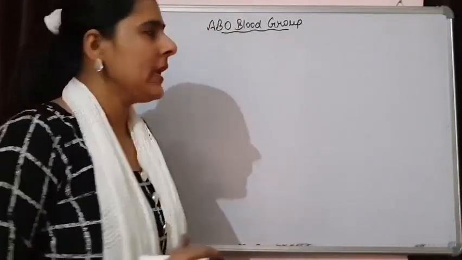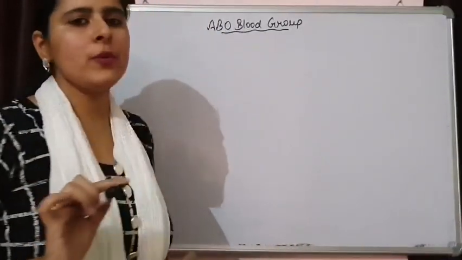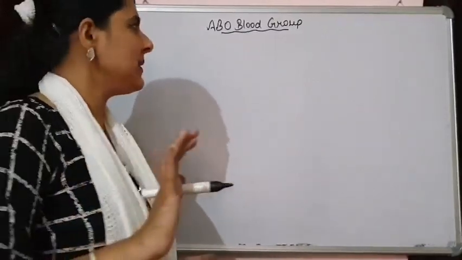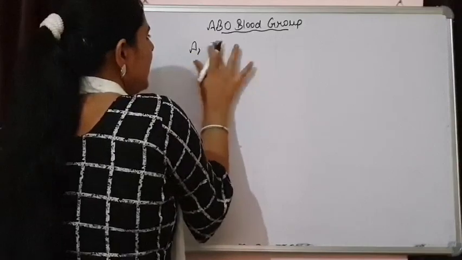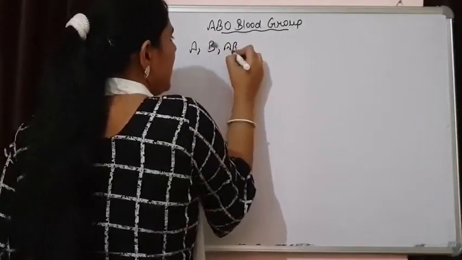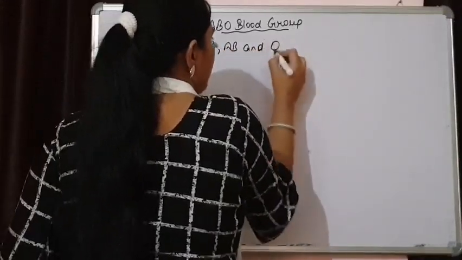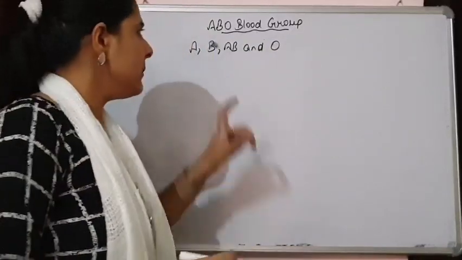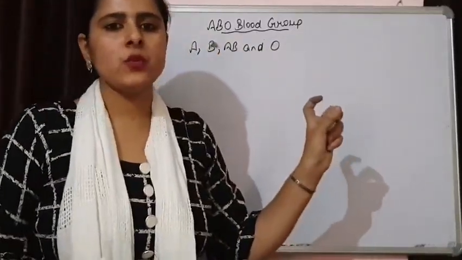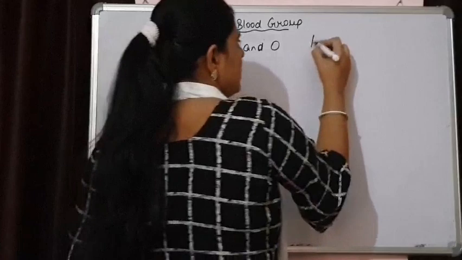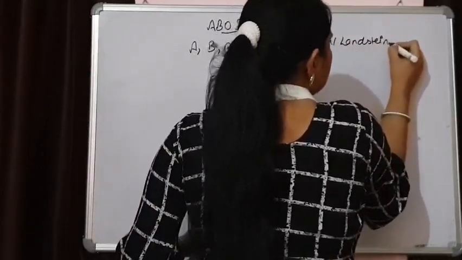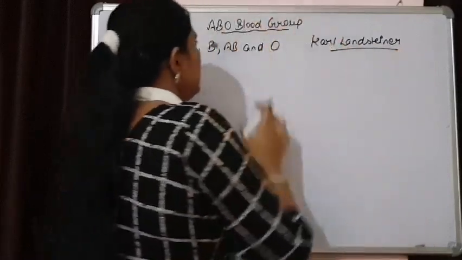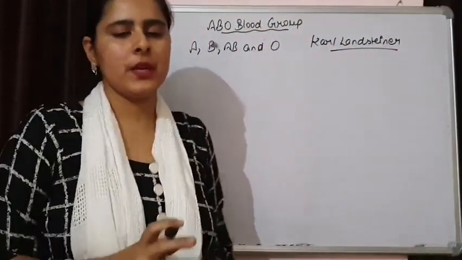If we see this ABO blood group system, it basically contains 4 blood groups, and these are A, B, AB and O. This ABO blood group system was given by Carl Landsteiner. He was the first one to represent these blood groups.